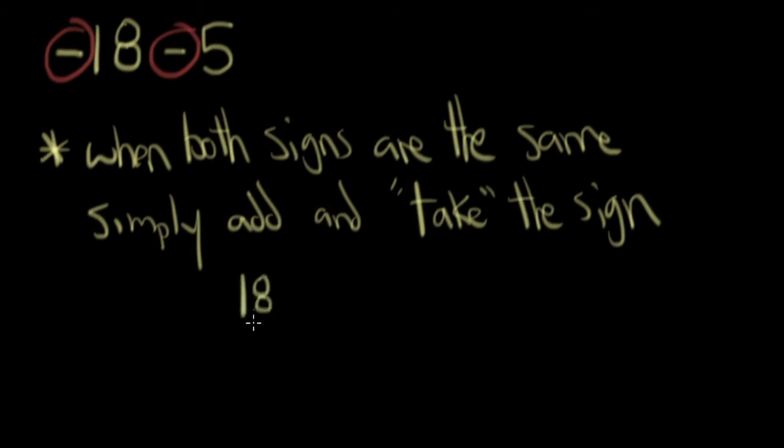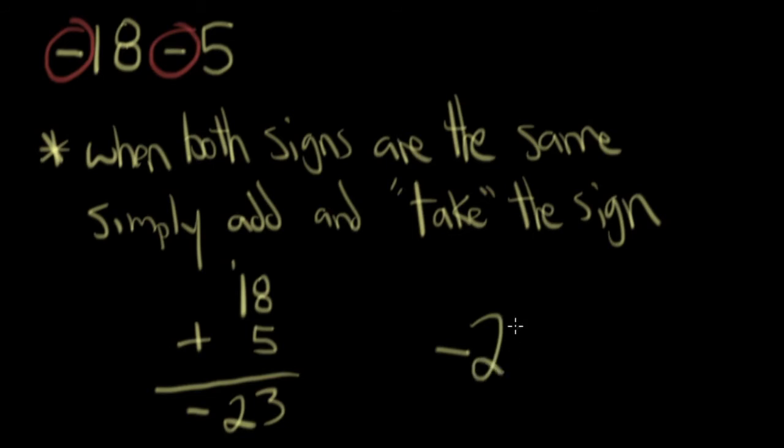Let's go and add. So 18 and 5, I'm going to add that. That's going to be 13. I'm going to carry that little 1 there, and now it's 23. And it says take the sign. Well, it was a negative sign, so I'm going to just take it. Boom, I took it. And my answer is negative 23.